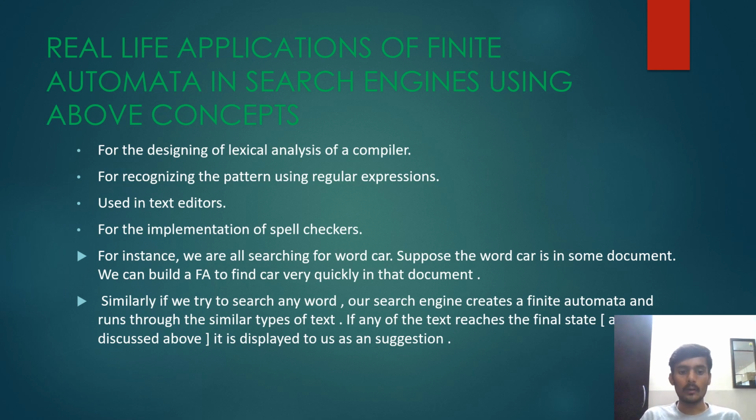For instance, we are searching for the word car. Suppose the word car is in some documents, we can build a finite automata to find car very quickly in the document. Similarly, we can search for any word. Our search engine creates a finite automata and runs through the text. If the text reaches the final state, it is displayed as a suggestion.